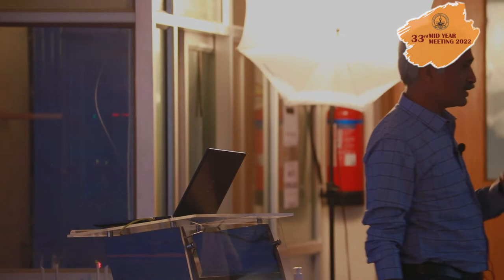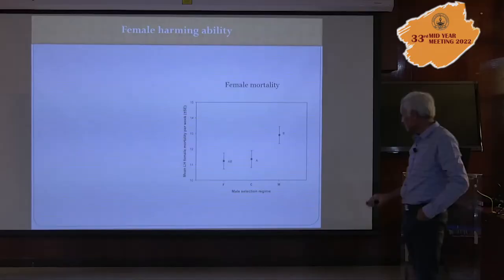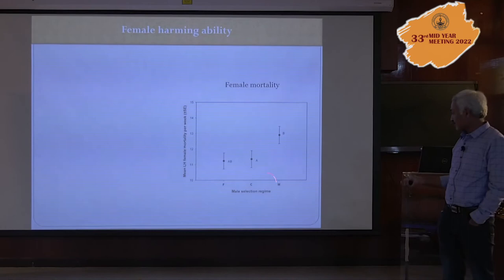Does that mean that they have become more harming? So do these males have differential mate harming ability? You can look at it in different ways. You take the males from the male biased populations and female biased populations, put them with females and ask what happens to the female mortality and how many progeny they produce. So you can measure female fitness in two different ways. So these are results from experiments where common females have been put with males either coming from the male biased populations or the female biased populations.